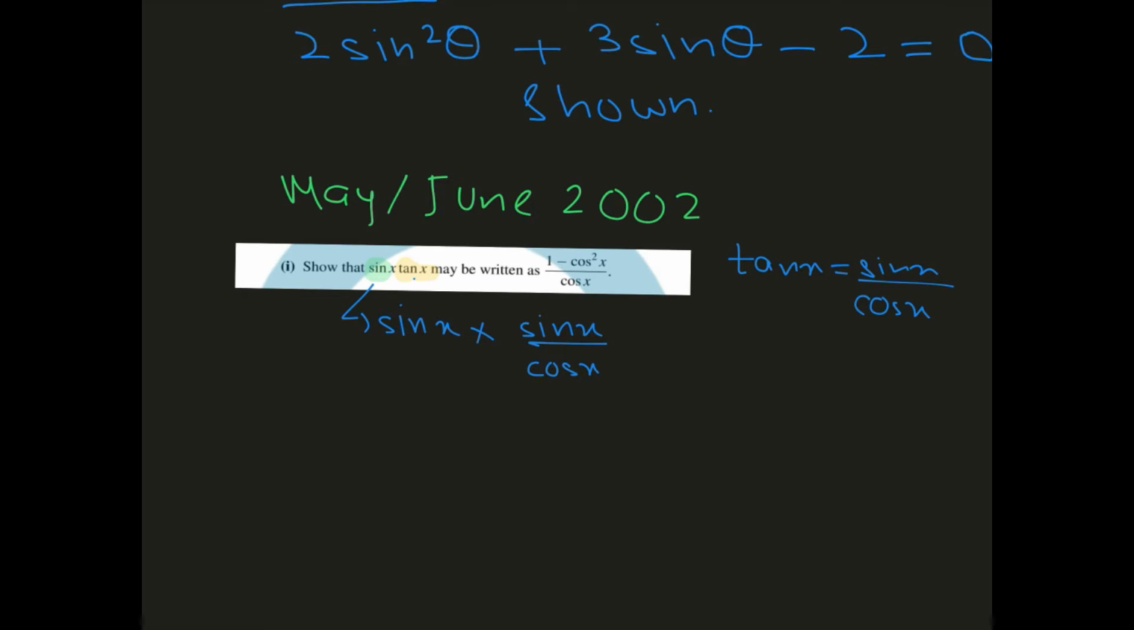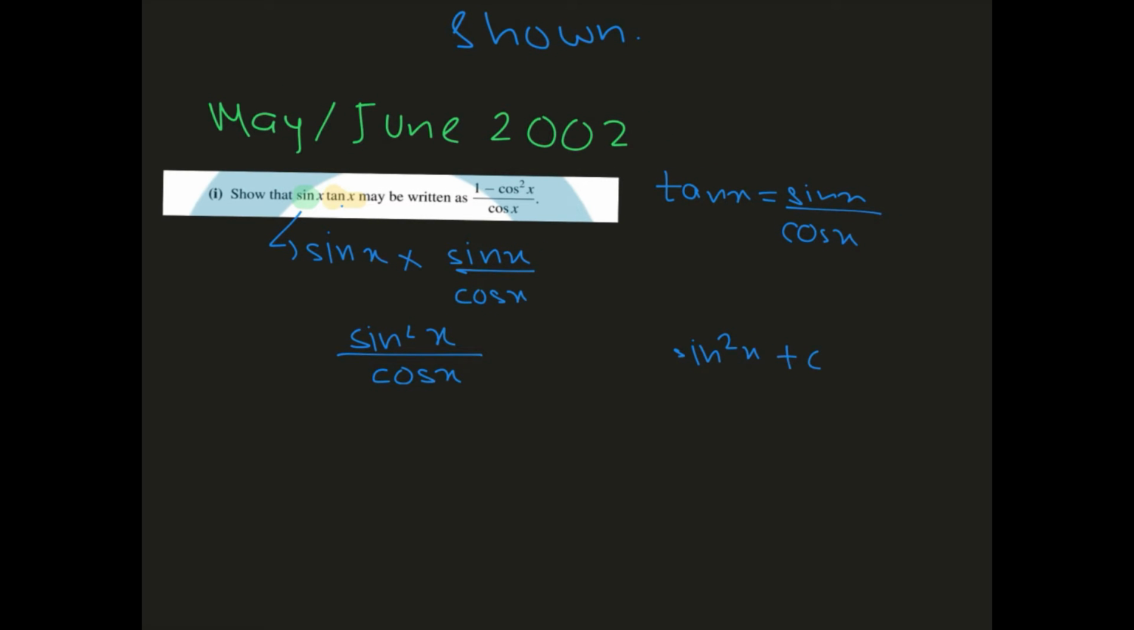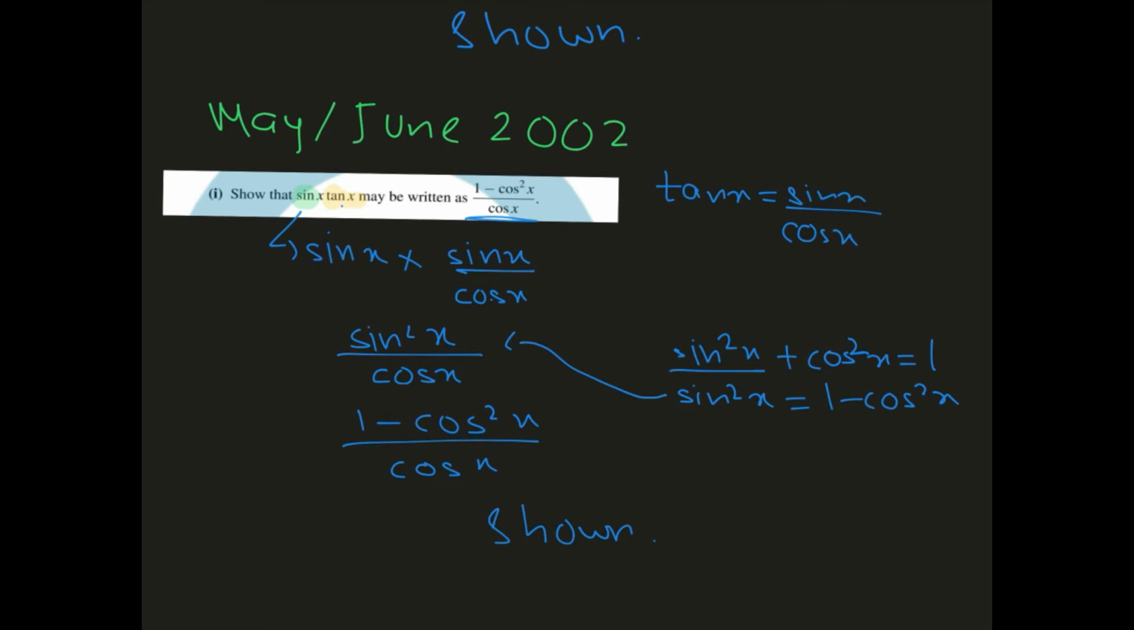So the sin x are both in the numerator, so they get multiplied, so this becomes sin square x over cos x, right? And then using the second identity, we know that sin square x plus cos square x is equal to 1, right? So if we make sin square x the subject of the equation, then sin square x is equal to 1 minus cos square x. So we replace this in the equation, and instead of sine square x we write 1 minus cos square x over cos x, and we have shown. So you can simply write here shown.